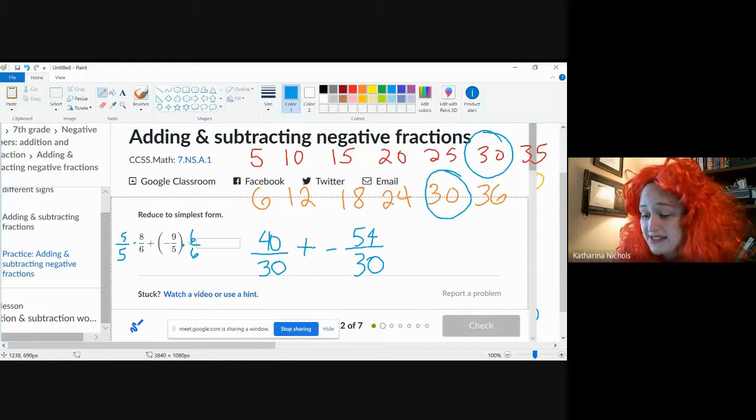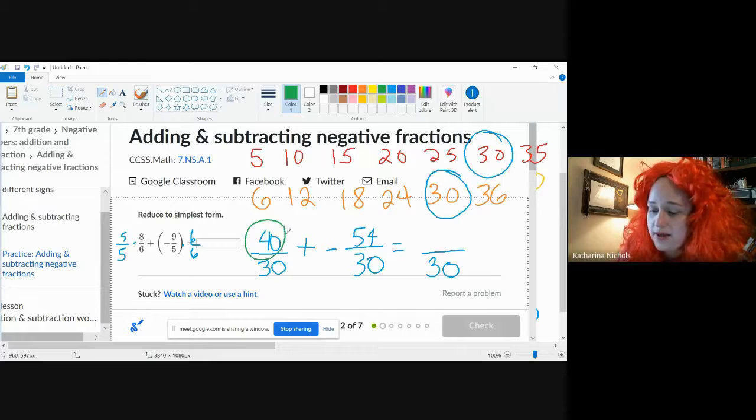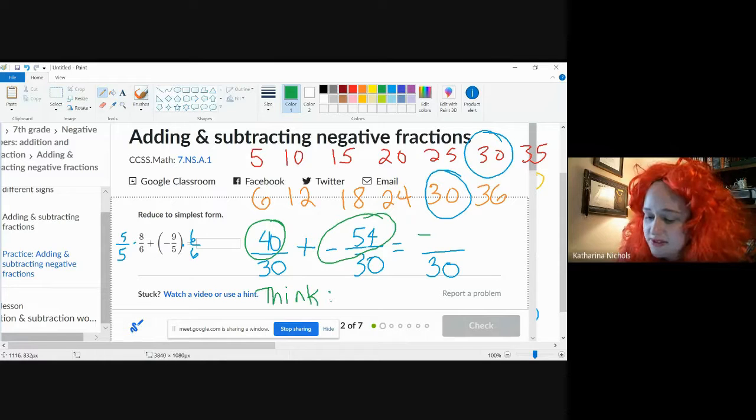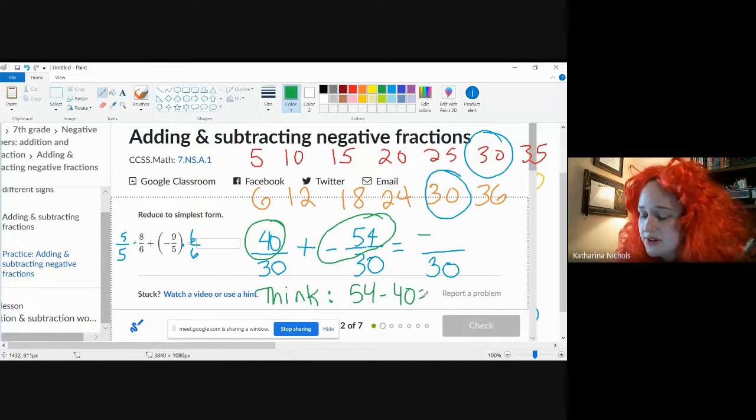Once it looks like this, I'm going to keep the same denominator of 30 and follow my addition rules for the numerators. So 40 plus -54. The answer is going to be negative, and then I'm thinking of subtracting them in the way that makes sense. So I'm doing 54 minus 40, which is fairly straightforward to do because it ends in a 0, and that's going to be 14. So that means this comes to -14/30ths.